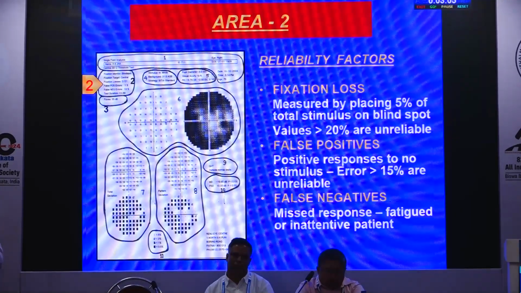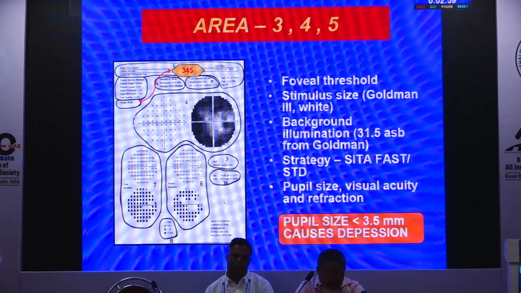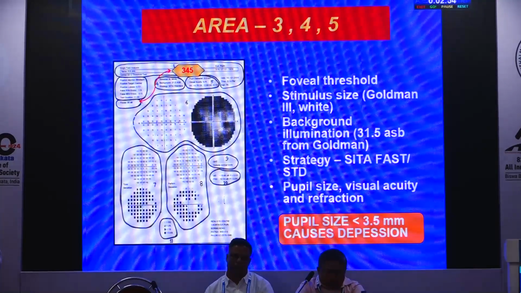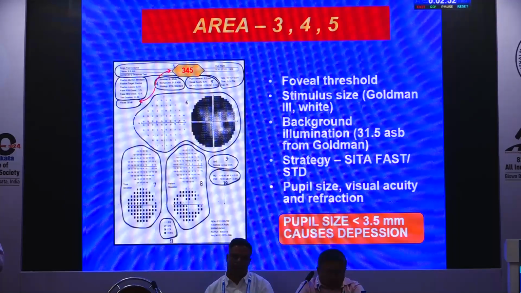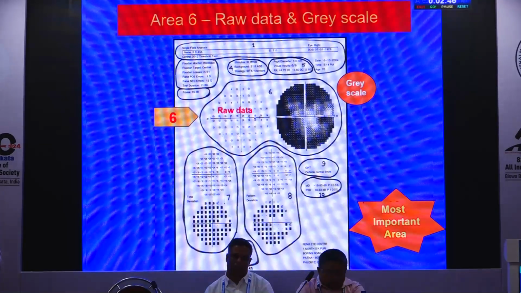False negative again is a missed response because of fatigue of the patient. Areas number 3, 4 and 5 have the foveal threshold, the stimulus size which is standard Goldmann 3, the background illumination which is standard 31.5, the strategy that has been selected, the SITA Fast or SITA Standard, the pupil size, visual acuity and the refraction.